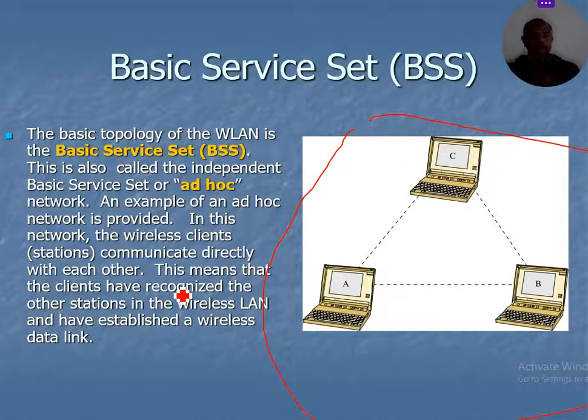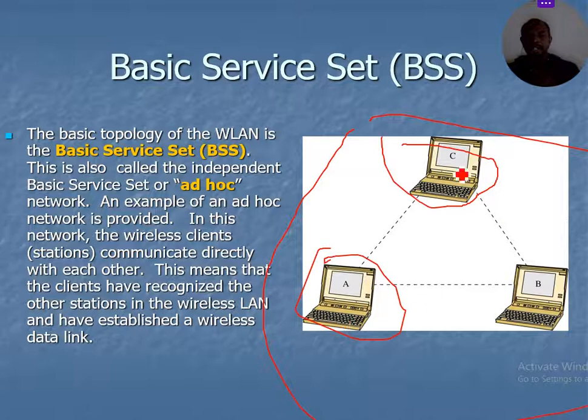So they can communicate with each other. Okay? This means that the client has recognized the other station in the wireless LAN and has established a wireless data link between each of these devices in the network. It has established a linkage with them and it's able to communicate with them. So that's it for this basic service set.